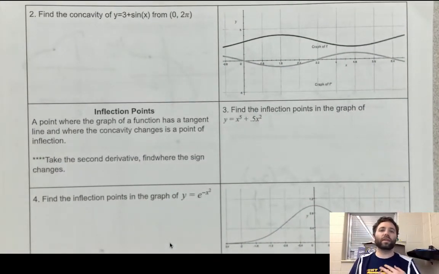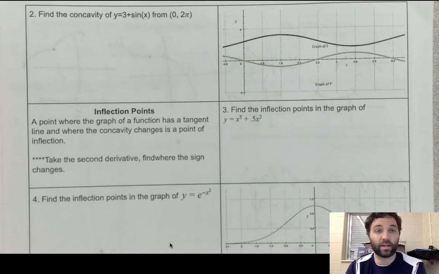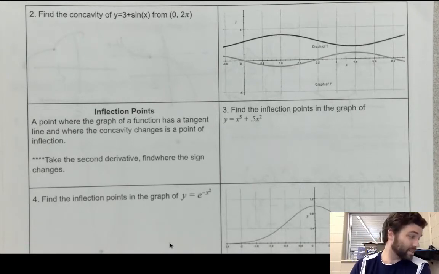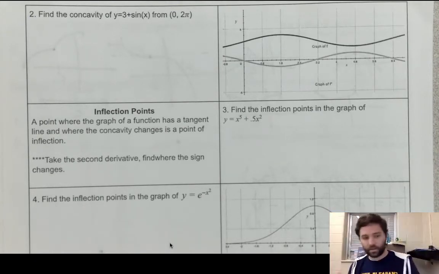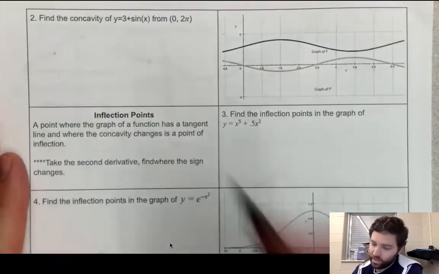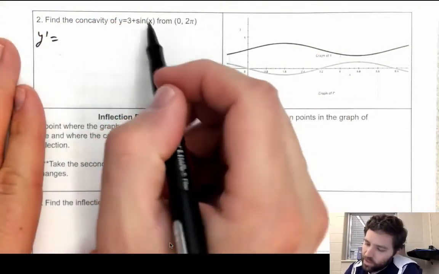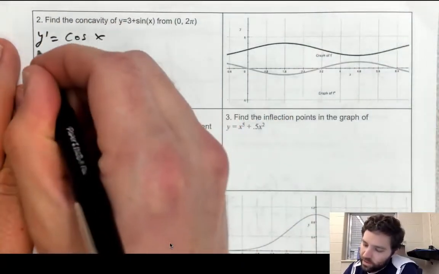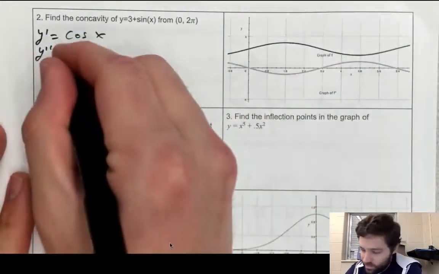All right, so now we're going to do this analytically, and again, I've given you the graphs just to confirm here instead of graphing them in the calculator. So we want to find the concavity of y equals 3 plus sine of x from 0 to 2 pi, all right? So first thing we're going to do is take the derivative and the second derivative, okay? Because now we're looking for concavity. We're trying to do it analytically here. So I'm going to take the first derivative, which is going to be cosine of x. And I'll take the second derivative, which is going to be negative sine of x.